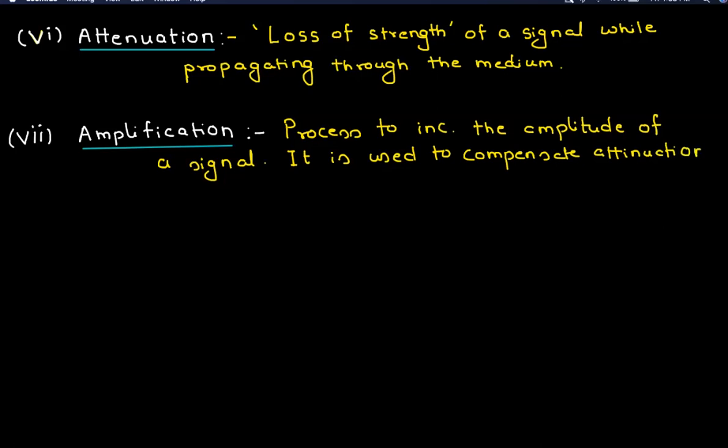Your television has an amplifier. Without an amplifier, your television will get a very weak signal. You will not be able to recognize it also. So amplification is a very important process for every communication.